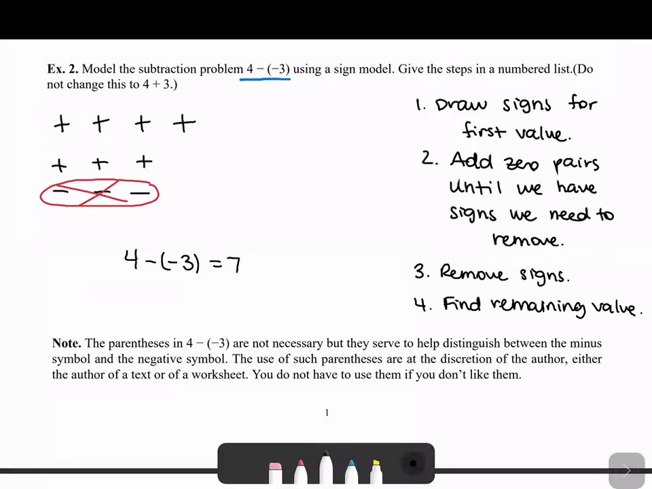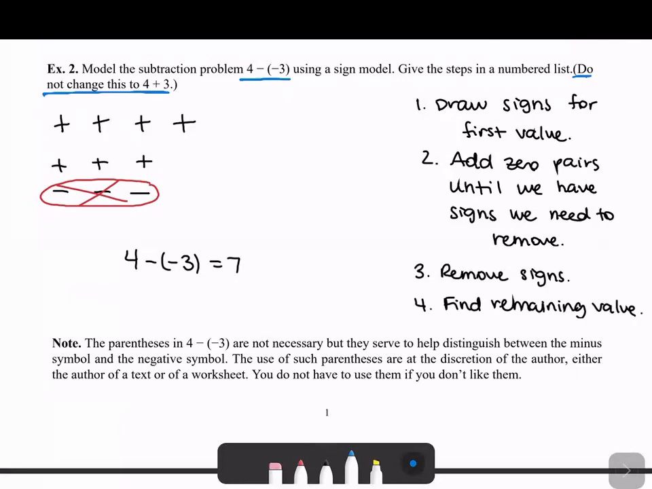Okay, so if you're doing this on an exam, I know that you know that 4 minus negative 3 is 7. And so I have this note up here that says, don't change this. So don't change it to 4 plus 3, because I know that you can do this addition problem. But what I'm really asking, if I ask you to model something, is for you to use the model. Because that's what you're going to have to do if you're ever teaching this to someone. Then you're going to have to use this model to teach it to someone for the first time.